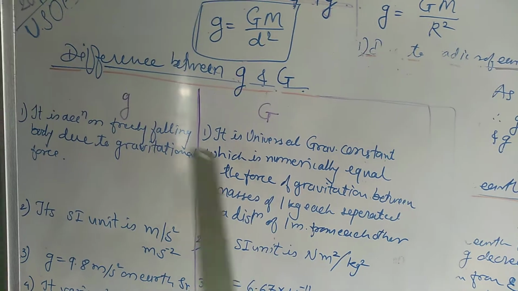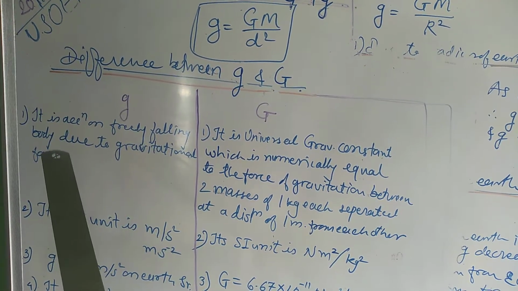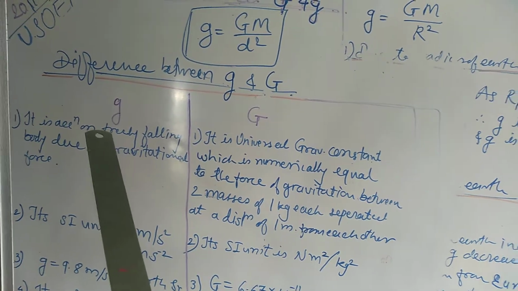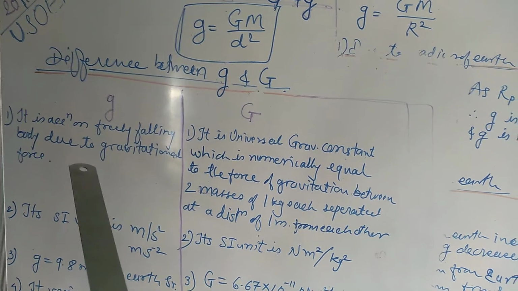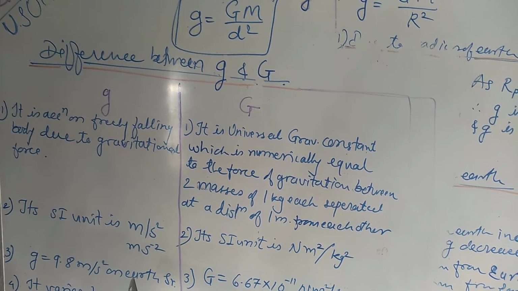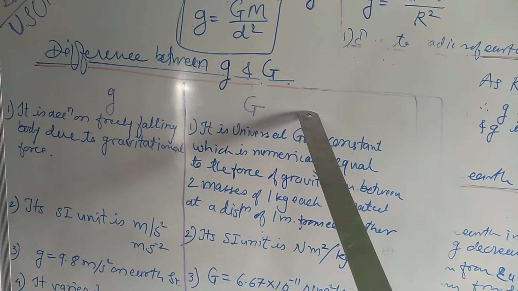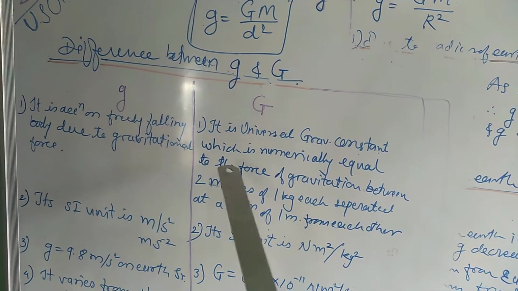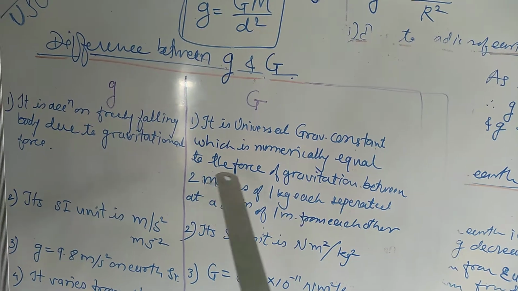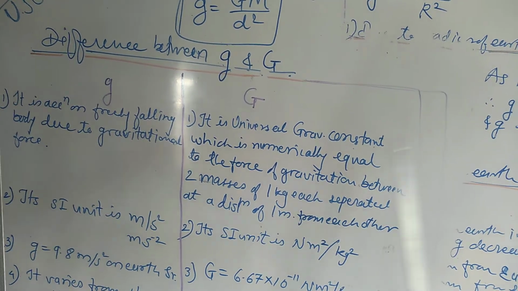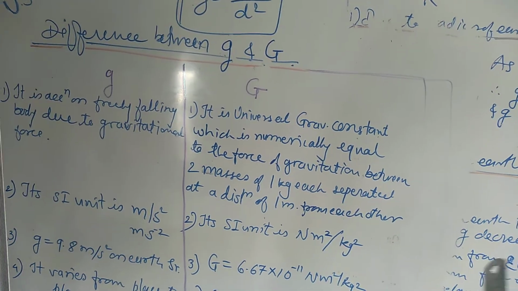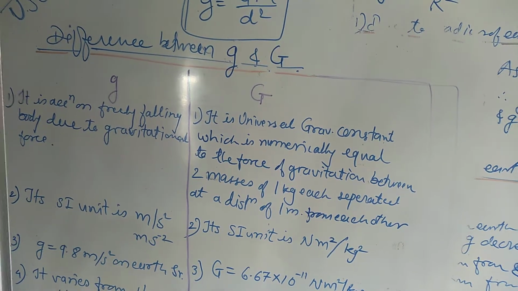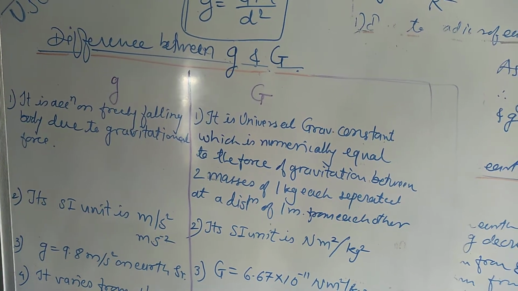capital G. We know that small g is the acceleration of a freely falling body due to the gravitational force. Capital G is the universal gravitational constant, which is numerically equal to the force of gravitation between two masses of 1 kg each separated at a distance of 1 meter from each other.